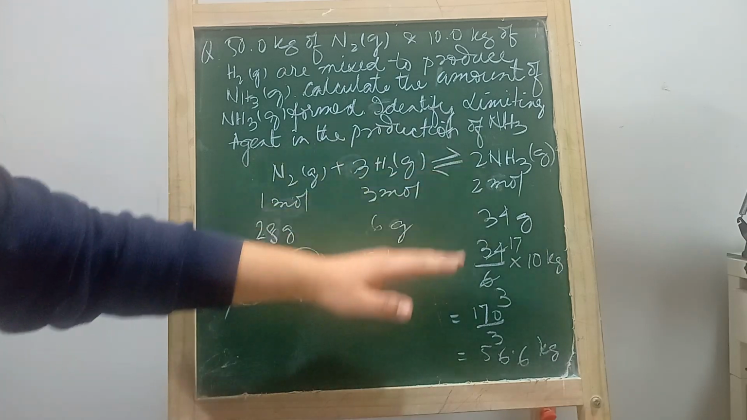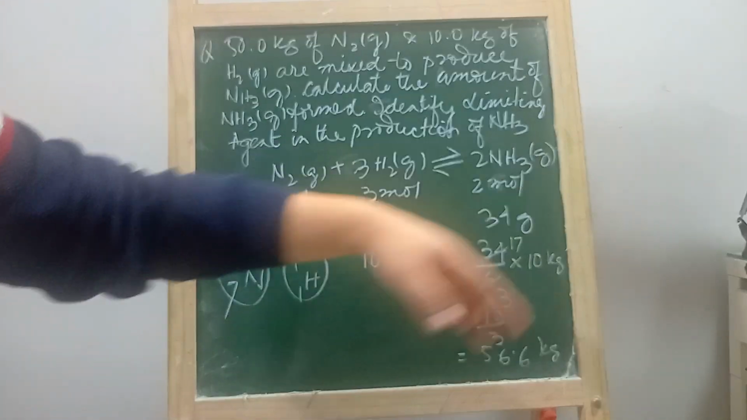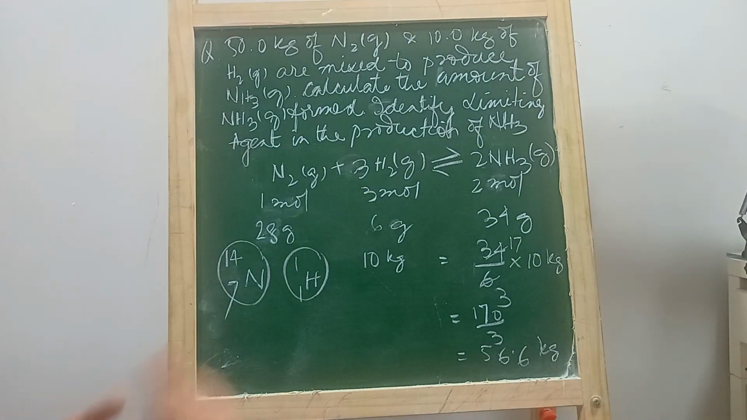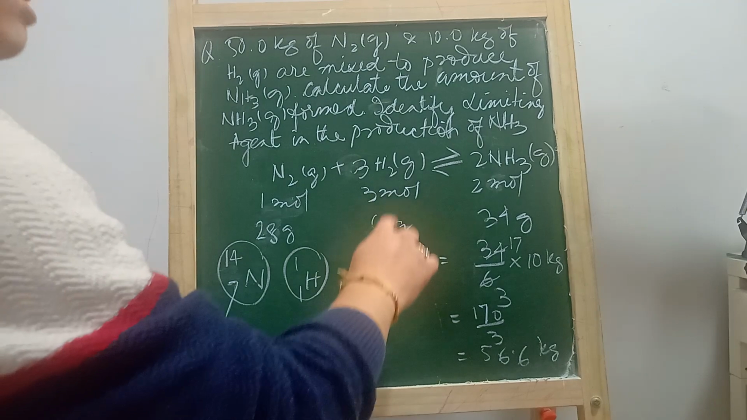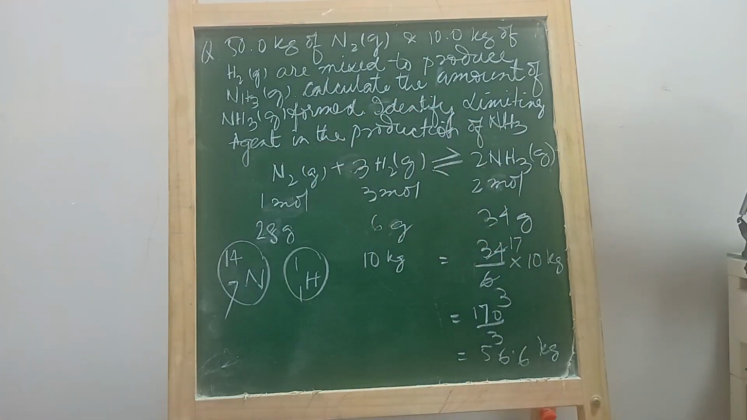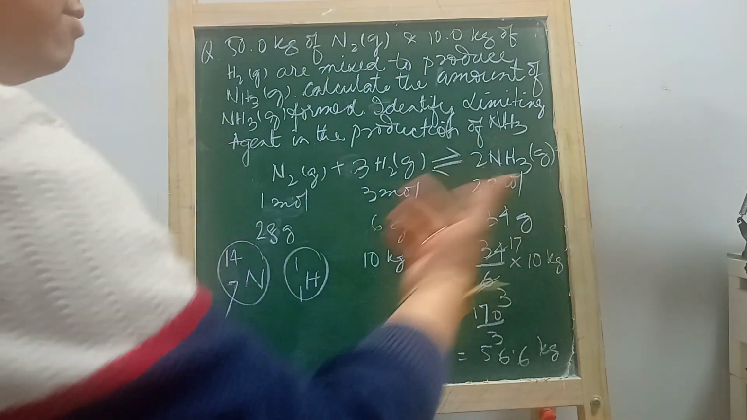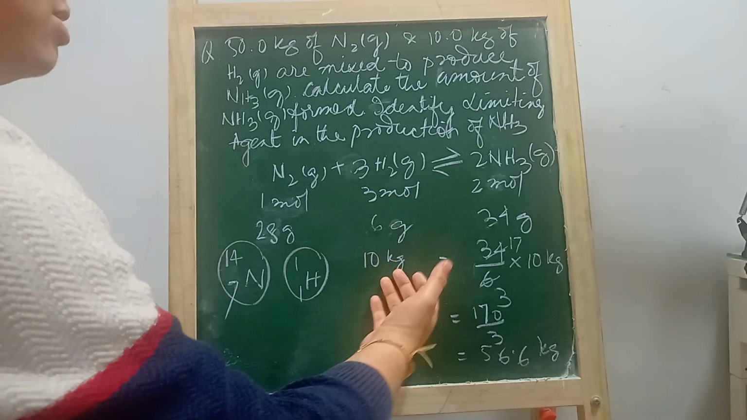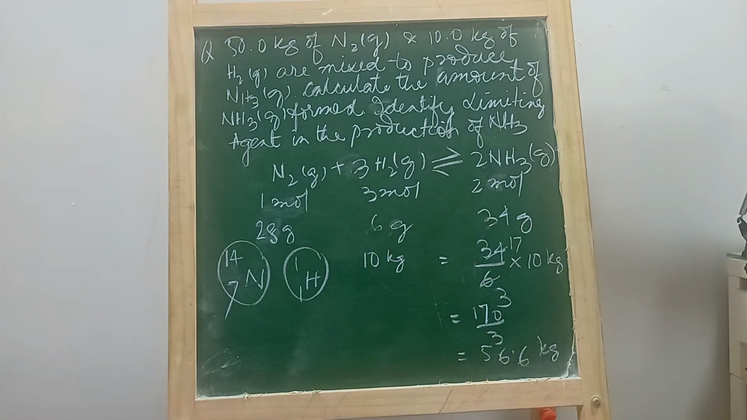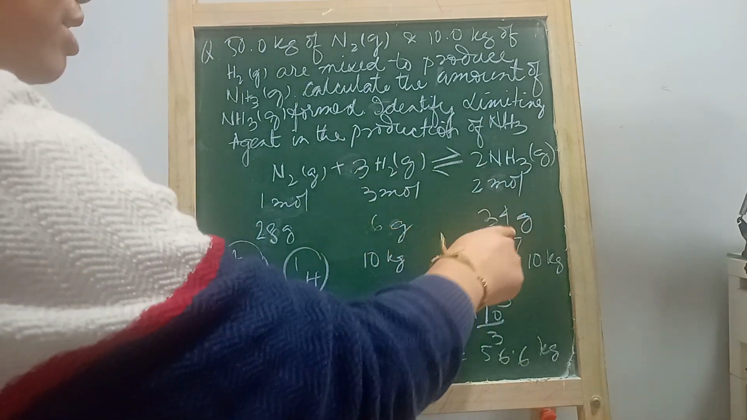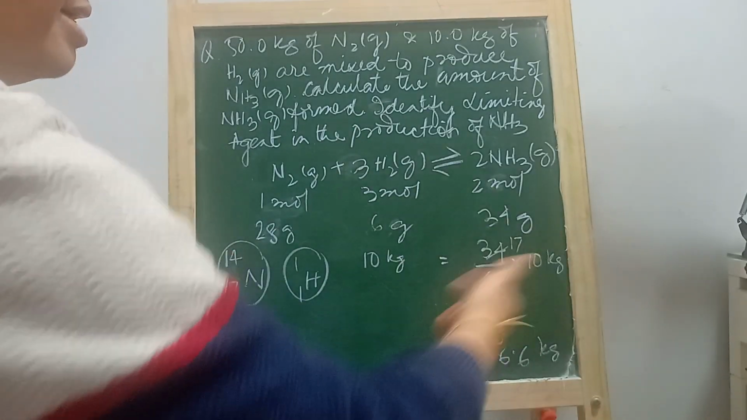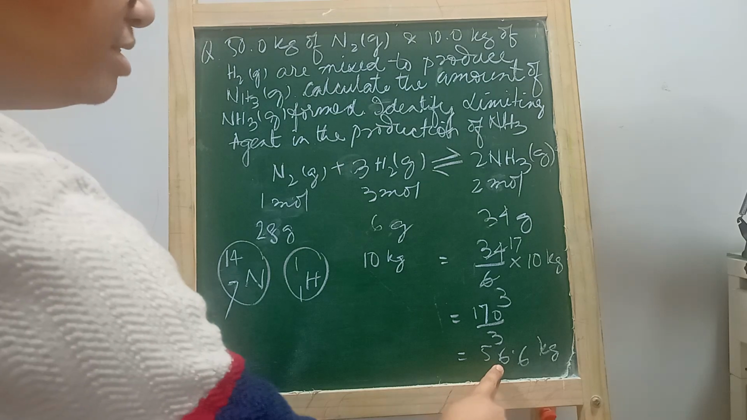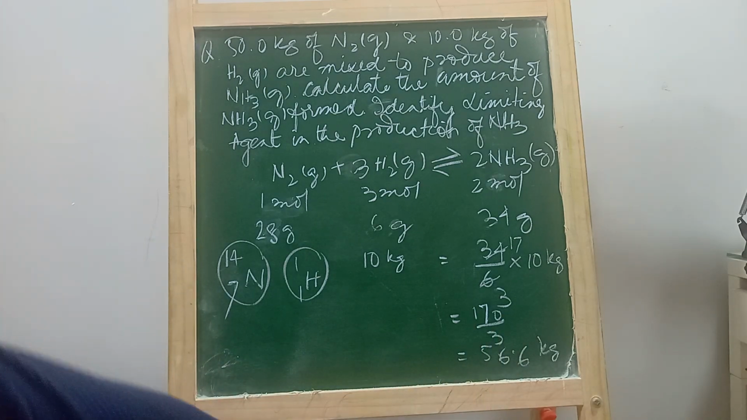Completely using 10 kg of hydrogen, how much ammonia will be produced? This will be a very simple equation. Now 6 gram of hydrogen produces 34 gram of ammonia. So 6 kg will produce 34 kg, right? Then 10 kg will produce, by the simple unitary method, 1 kg will produce 34 by 6. So multiplied by 10, that means 34 by 6 multiplied by 10, which comes to 56.6 kg.